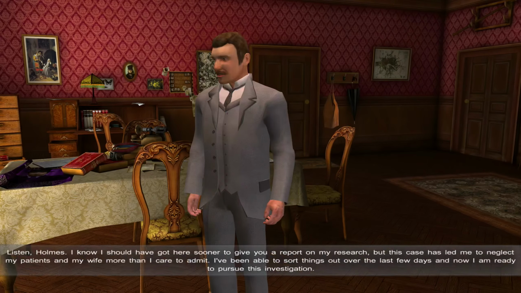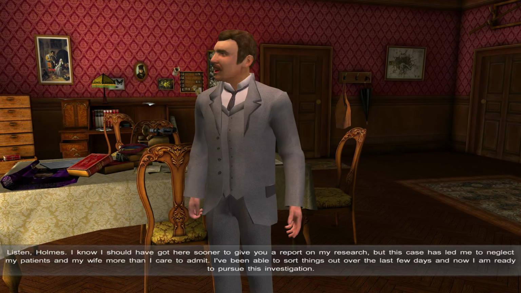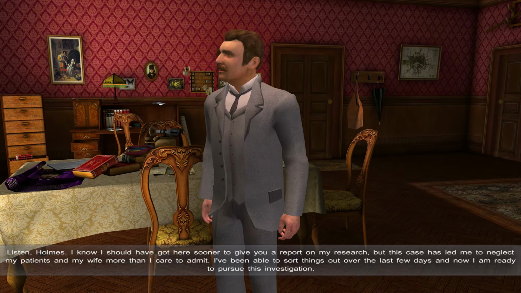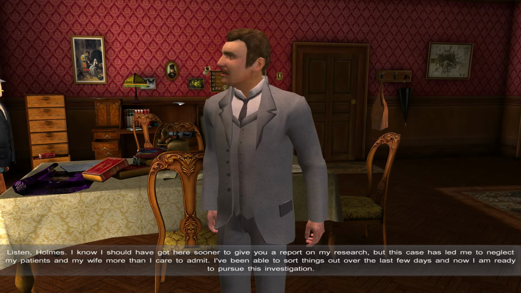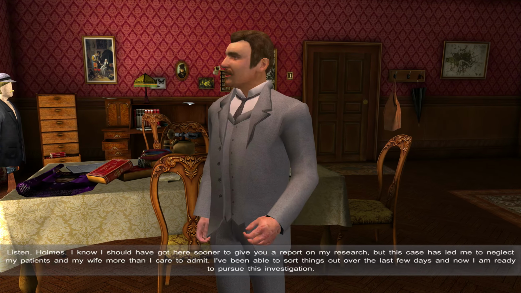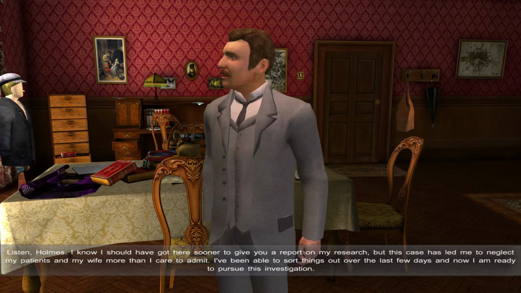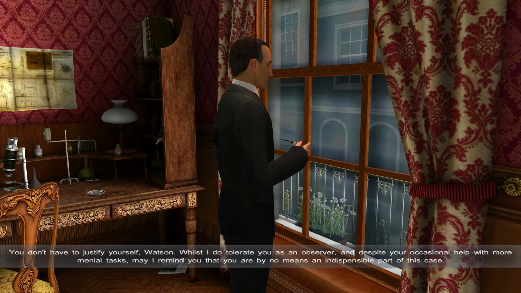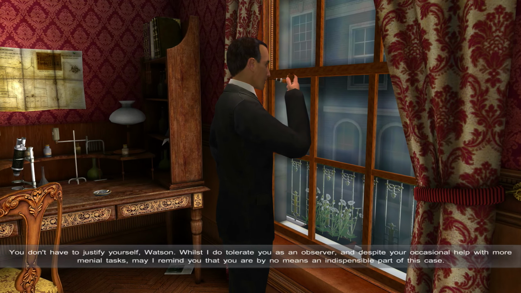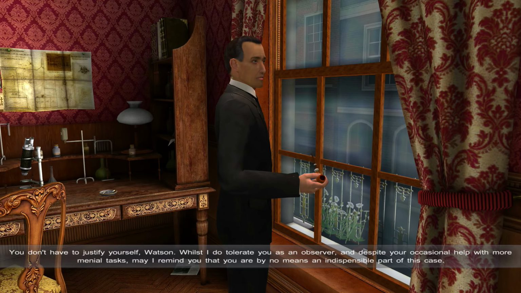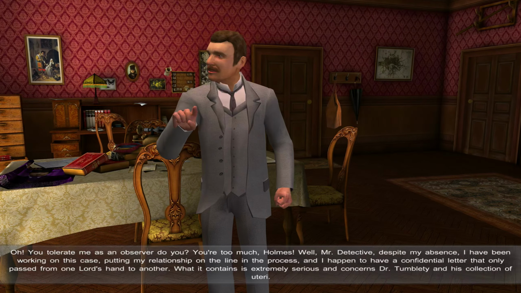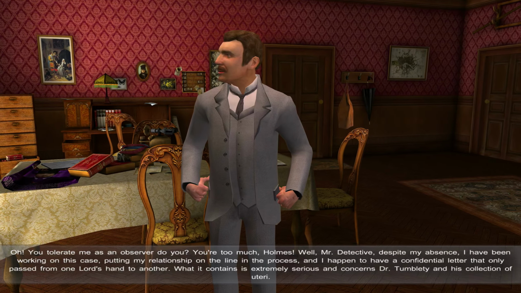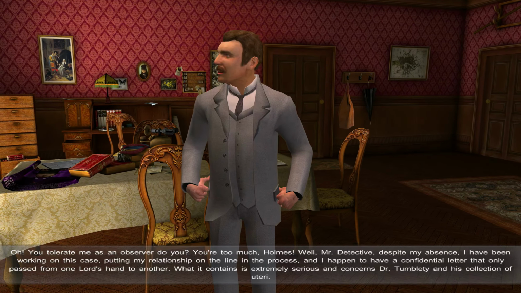Good day, Watson. Listen, Holmes, I know I should have got here sooner to give you a report on my research, but this case has led me to neglect my patients and my wife more than I care to admit. I've been able to sort things out over the last few days, and now I am ready to pursue this investigation. You don't have to justify yourself, Watson. Whilst I do tolerate you as an observer, and despite your occasional help with more menial tasks, may I remind you that you are by no means an indispensable part of this case. Oh, you tolerate me as an observer, do you? Oh, you're too much, Holmes.